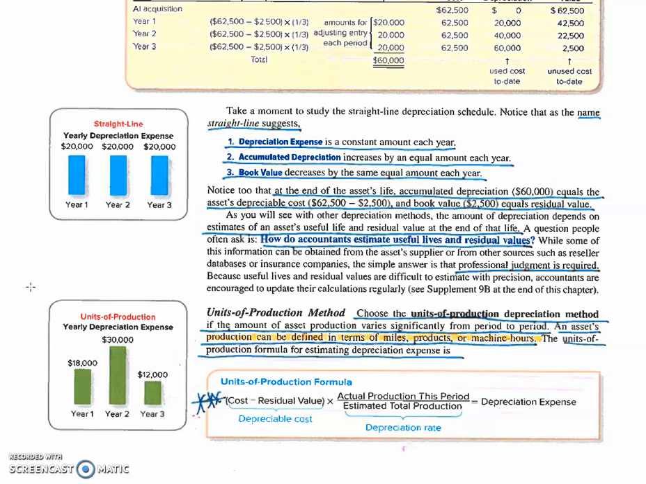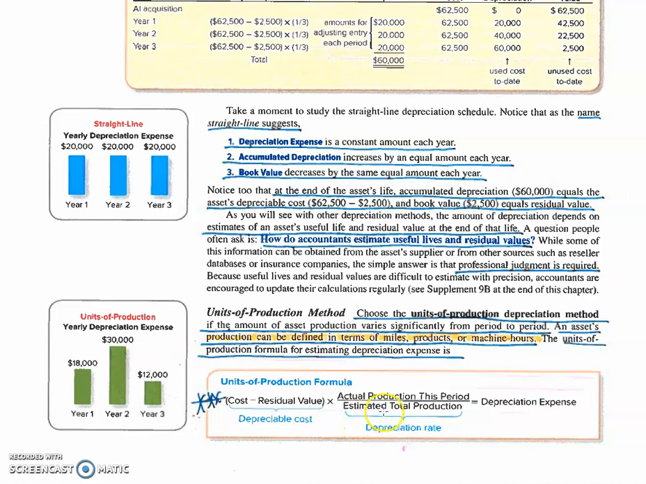And so then any given year, you say, how many miles did we drive it? Let's say it was 10,000 miles. Well, 10,000 miles times 20 cents per mile would give you $2,000 depreciation. So you see that right here. Cost minus residual value, again, gives you depreciable cost, times the actual miles driven divided by the estimated total productive life, total number of miles you expect the vehicle to last.